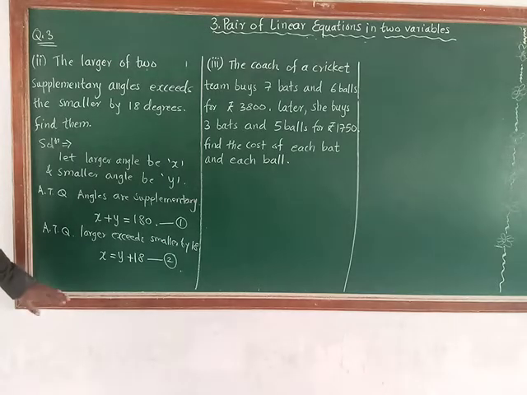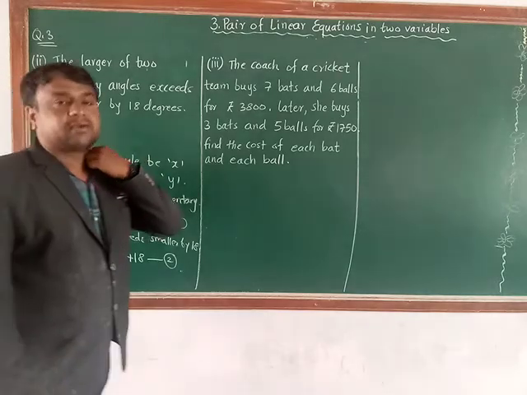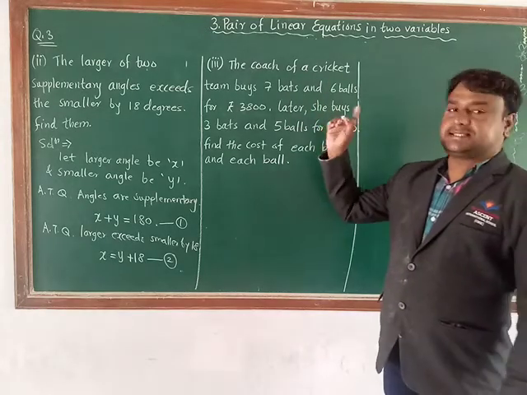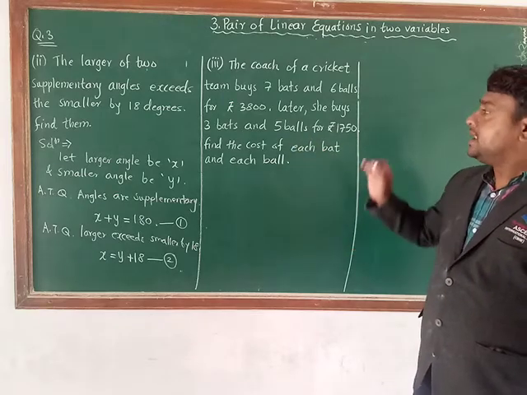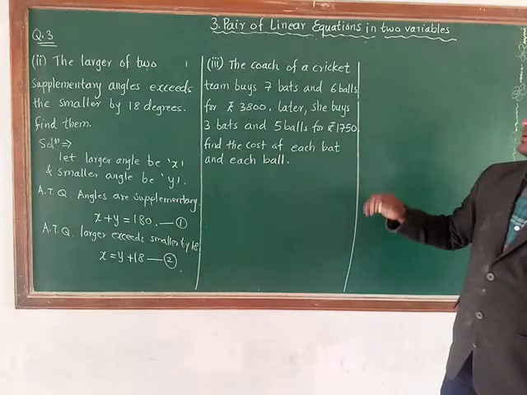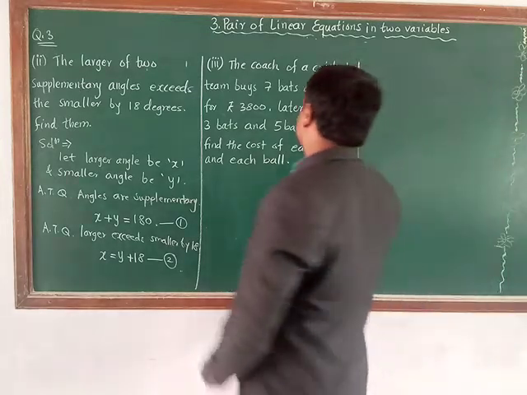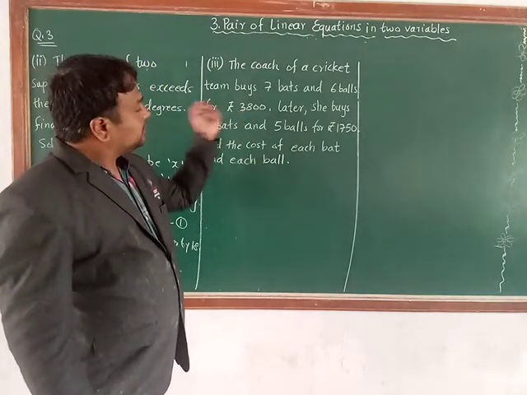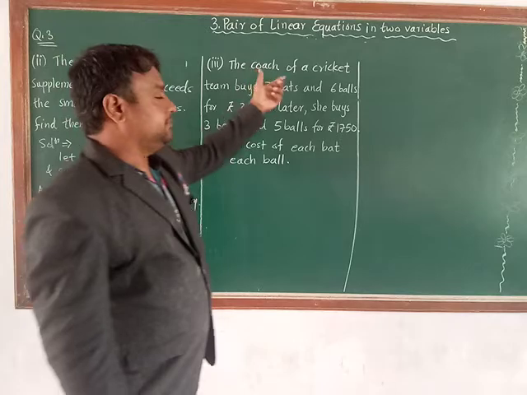So I am giving that example over here, and let's move ahead to example or question number 3. Here, in example number 3: the coach of a cricket team buys 7 bats and 6 balls for rupees 3,800. Later she buys 3 bats and 5 balls for rupees 1,750. Find the cost of each bat and each ball. So here we have the number of bats and number of balls and the amount for which they were bought by that coach for the team.